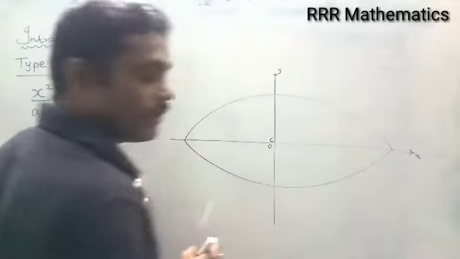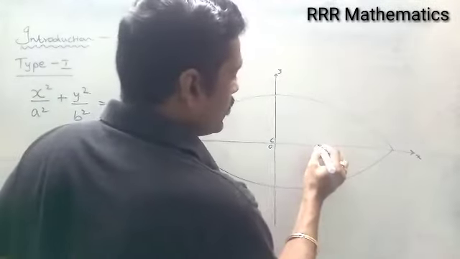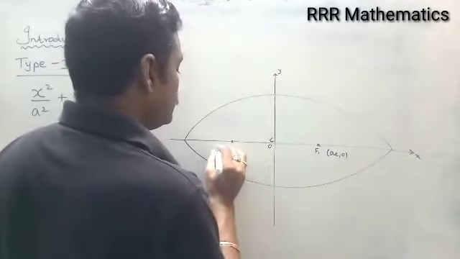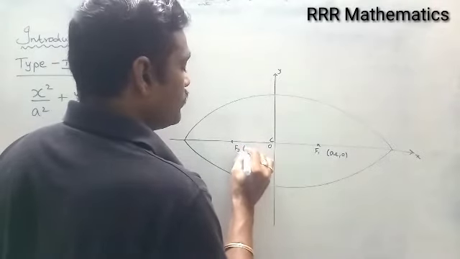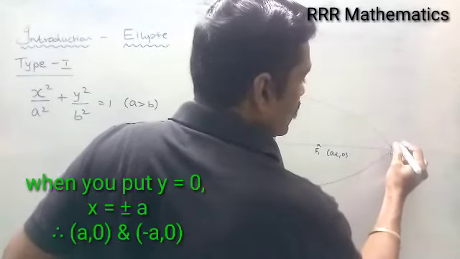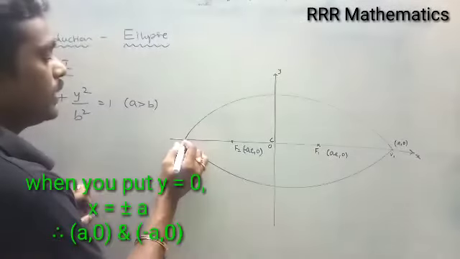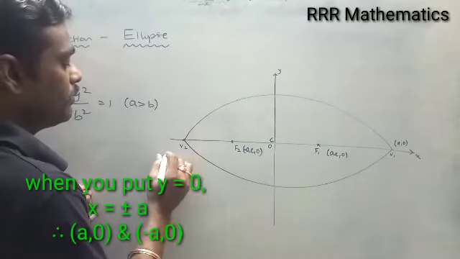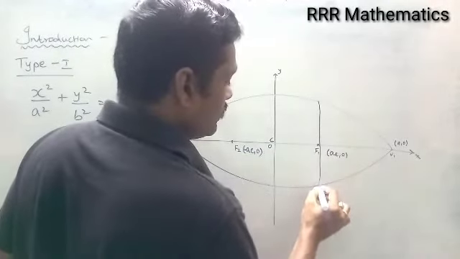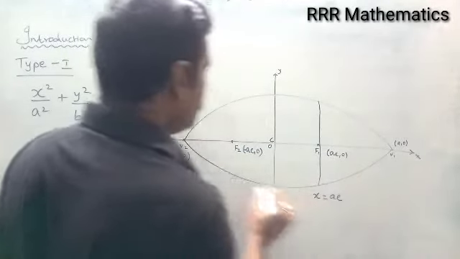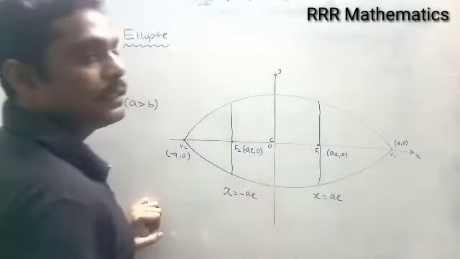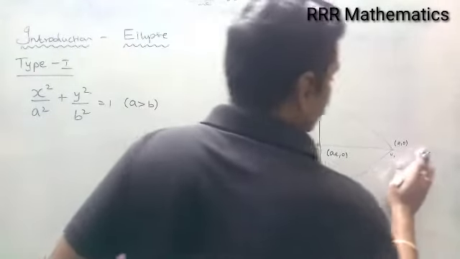Your center is at the origin 0, 0. Your foci appear here. I have two foci, F1 ae, 0 and F2 minus ae, 0. And I have two vertices, V1 a, 0 and V2 minus a, 0. This is a latus rectum whose equation will be x equal to ae, and I have two latus rectum. A line that passes through the focus is nothing but the latus rectum, and it is back to the vertex.